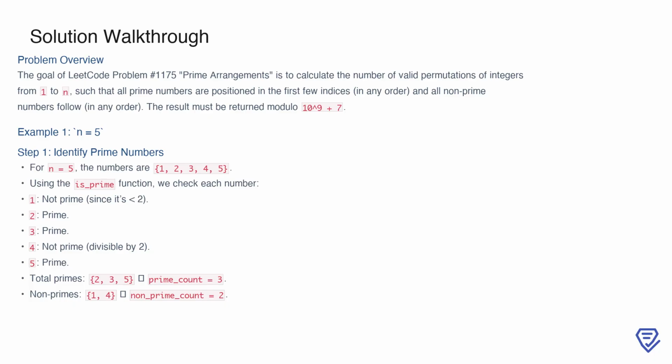Using an is_prime function, we check each number one by one. Number 1 is not a prime, as it is less than 2. Number 2 is a prime, as it has no divisors other than 1 and itself. Similarly, 3 is a prime. Number 4 is not a prime because it is divisible by 2, and 5 is a prime. This gives us a total of 3 primes, 2, 3, and 5. The remaining numbers, 1 and 4, are non-prime, giving us 2 non-primes. So, the prime count is 3, and the non-prime count is 2.